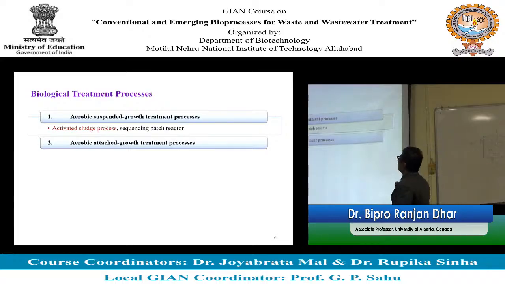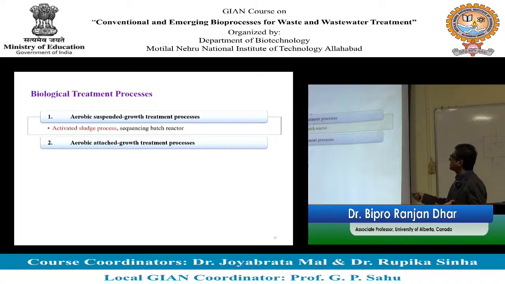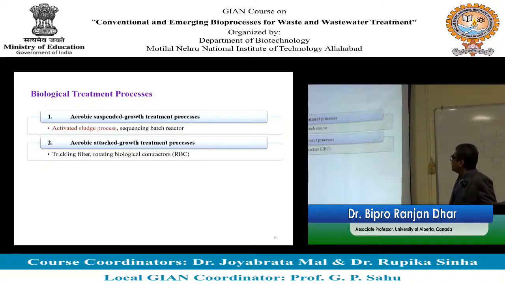There could be a process which is aerobic but attached growth. So for aerobic there could be both attached and suspended growth processes, okay. The common example for suspended growth is the activated sludge process, and common examples for aerobic attached growth treatment are the trickling filter and rotating biological contactor. Actually, I am going to provide some more detail on each process, okay.